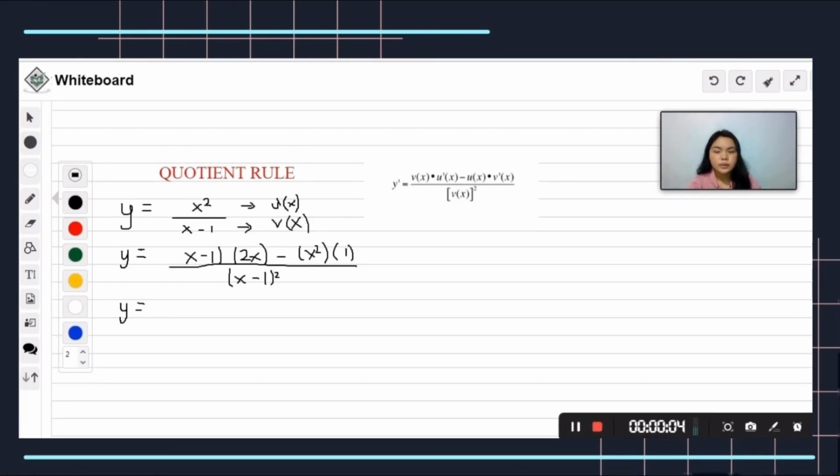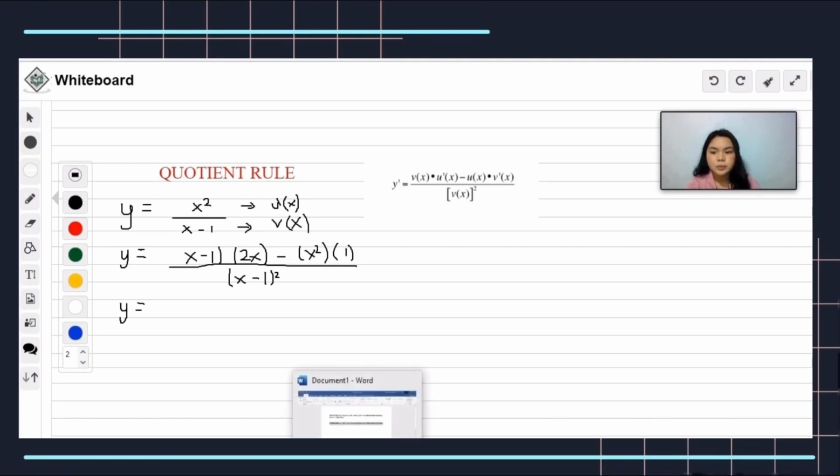Y is equals to x squared over x minus 1. We will use the formula that I mentioned earlier. U of x is the x squared and then v of x is x minus 1. So we will substitute it. It will become x minus 1 multiplied by 2x minus x squared times 1, since the derivative of v is 1. And then over x minus 1 squared.